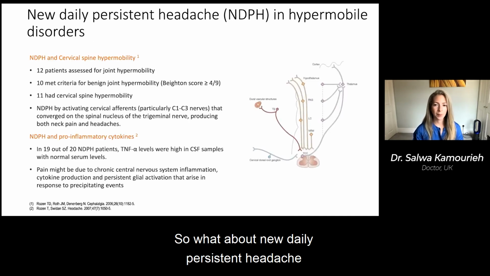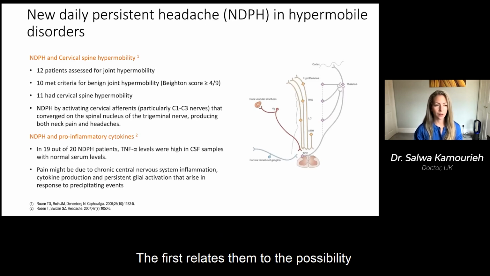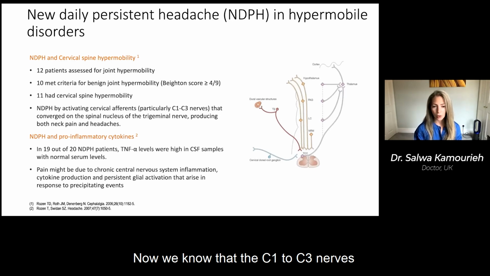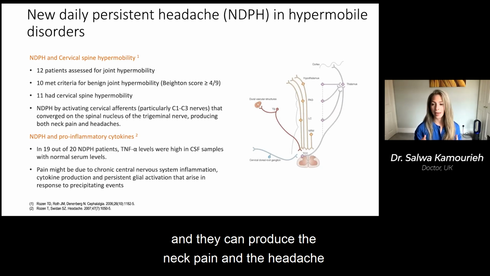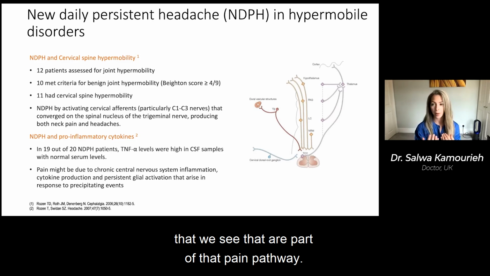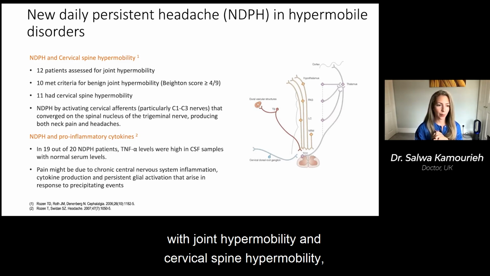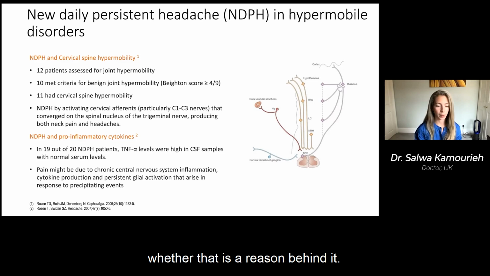So what about new daily persistent headache in hypermobile disorders? Well, there's been 2 studies here which I've listed. The first relates them to the possibility of them having cervical spine hypermobility. Now, we know that the C1 to C3 nerves converge onto the spinal nucleus of the trigeminal nerve, and they can produce the neck pain and the headache that we see. They're part of that pain pathway. So when they looked into assessing patients with joint hypermobility and cervical spine hypermobility, they did find that there were some patients who had both, so whether that is a reason behind it.